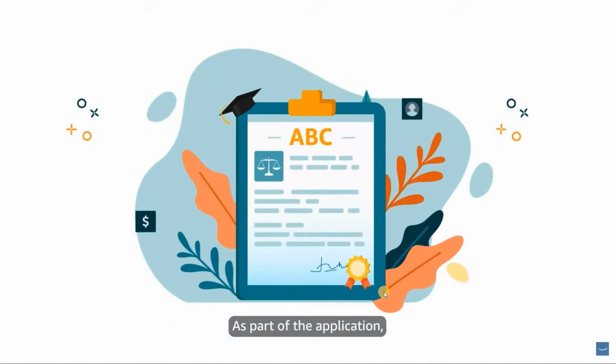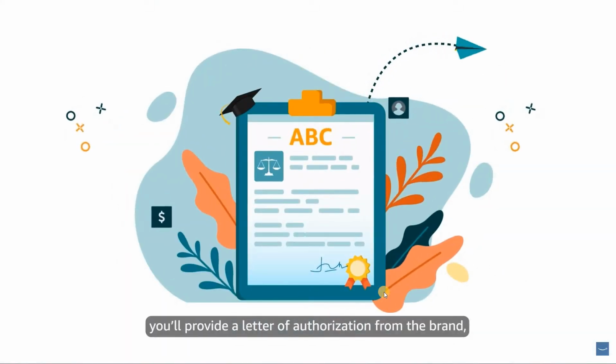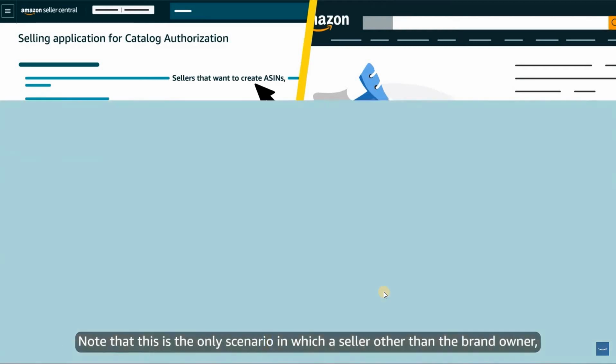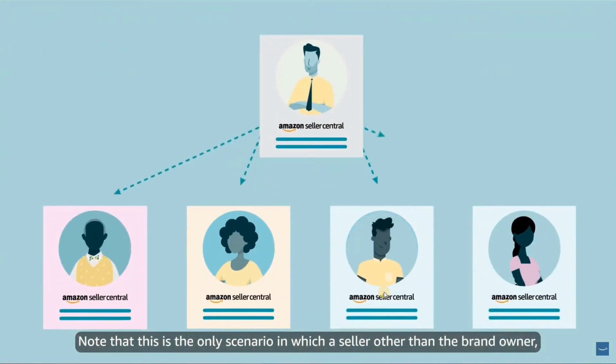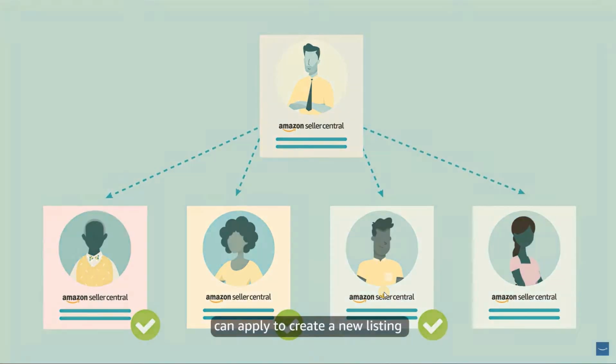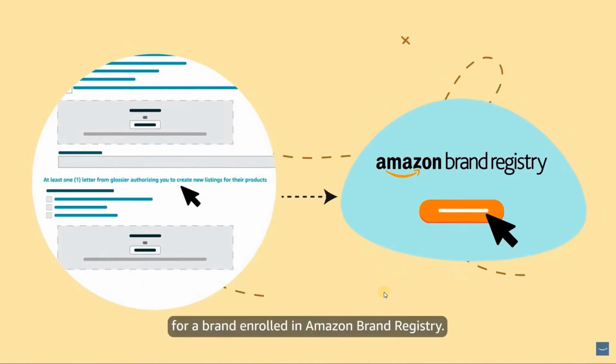As part of the application, you'll provide a letter of authorization from the brand, as well as product information and images to create the new ASIN and product detail page. Note that this is the only scenario in which a seller other than the brand owner or another seller granted listing privileges for the brand can apply to create a new listing for a brand enrolled in Amazon Brand Registry.